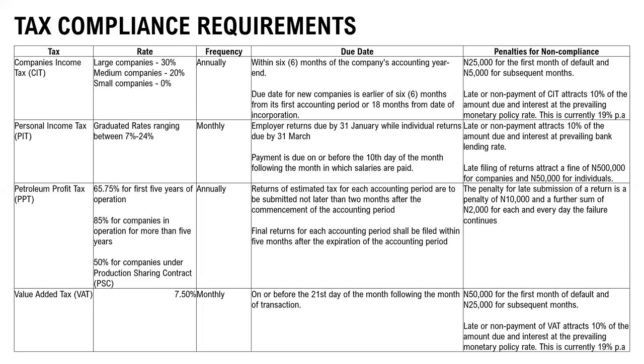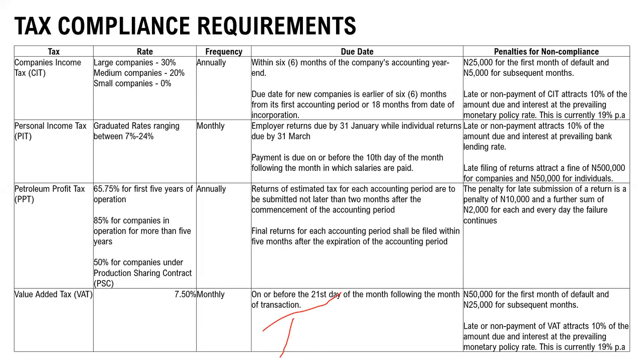Then we have the frequency of CITs annually, then the due dates within 6 months of the company's accounting year end. Then there's another due date for new companies, either the earlier of 6 months from its first accounting period or 18 months from the date of incorporation, right? In our next training, the trainer will be coming up to really break this down for us, like registration of companies and the like. My own is just to give an overview of what our tax system is, and we'll be sharing these slides so that we can read up before the next training.